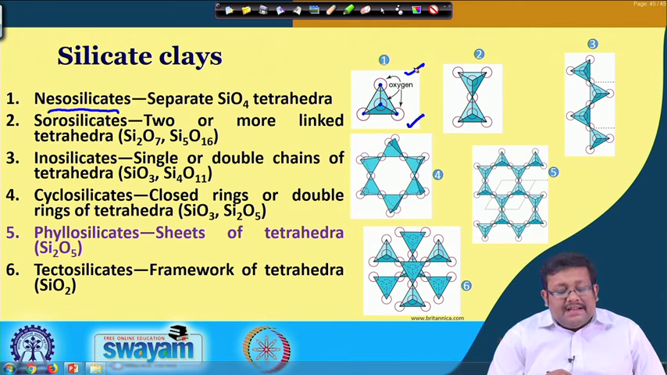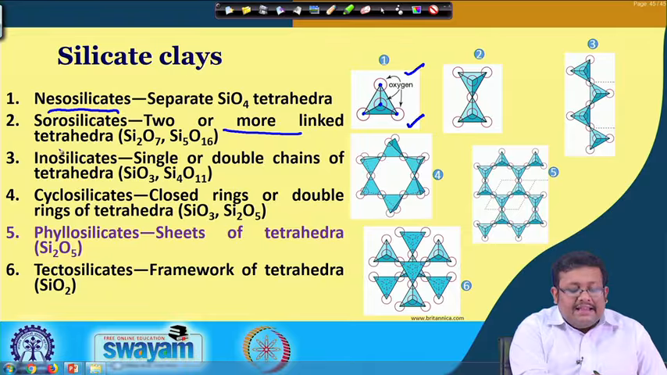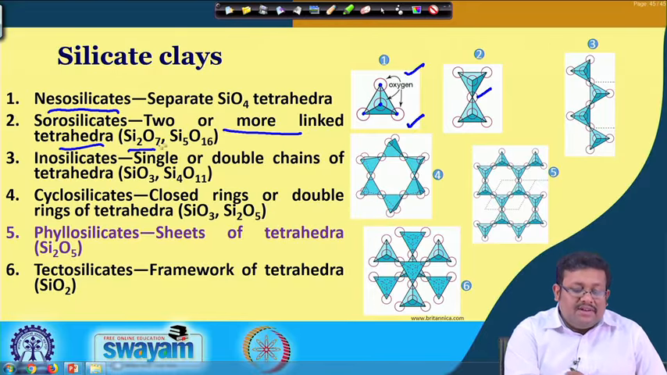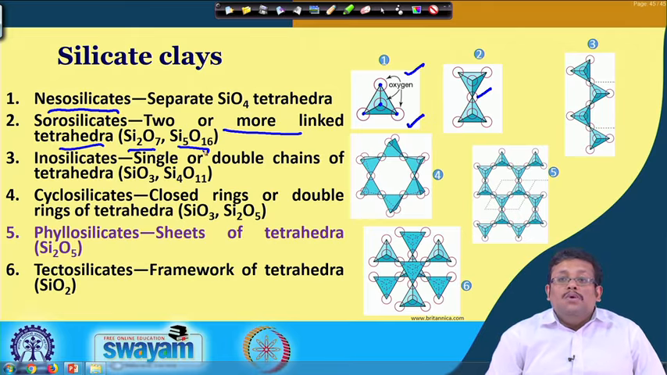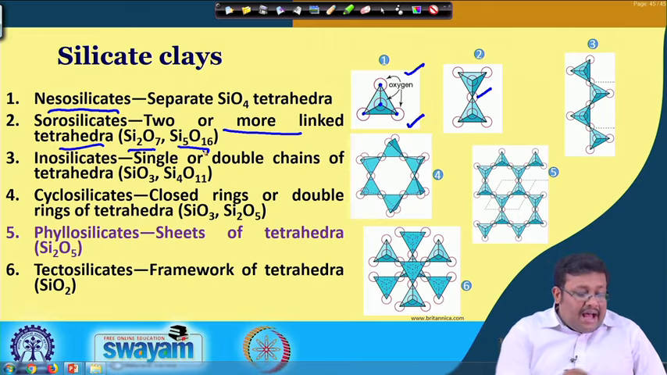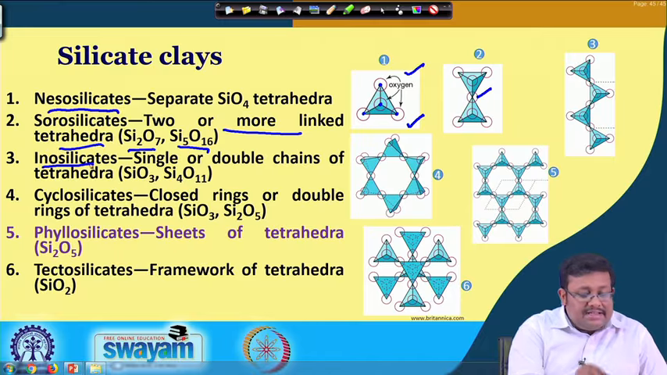Now sorosilicates are basically 2 or more linked tetrahedra, and these tetrahedra are joined by sharing their apical oxygen, as you can see here. So this is an example of the sorosilicate, and obviously the basic structural unit of sorosilicate is either Si2O7 or Si5O16. The third is inosilicates.